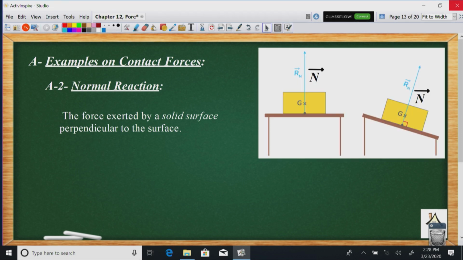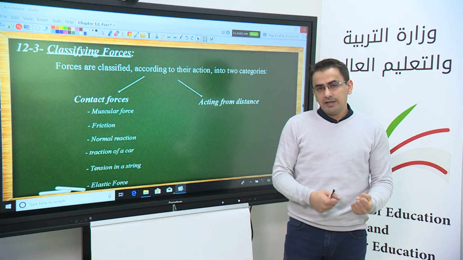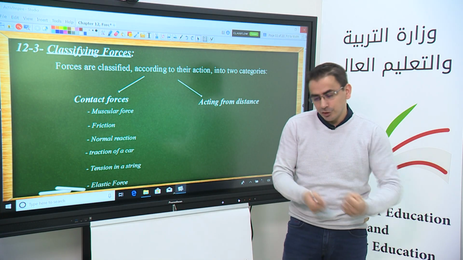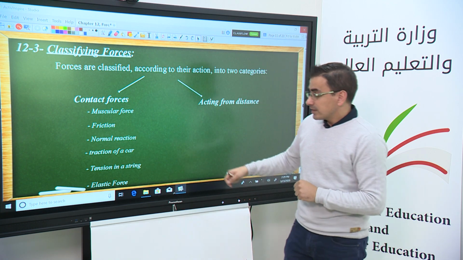We call it normal reaction. The normal reaction is represented by a vector here. It's called Rn, normal reaction, or N. Both names are found. Feel free to use any of the two. Another contact force is the traction of a car. I'm not going to draw this because we all know that a car has the engine. The engine exerts some action so that the car moves forward or backwards.